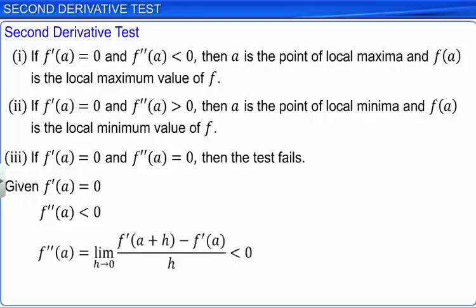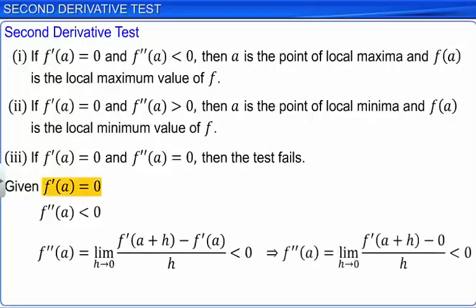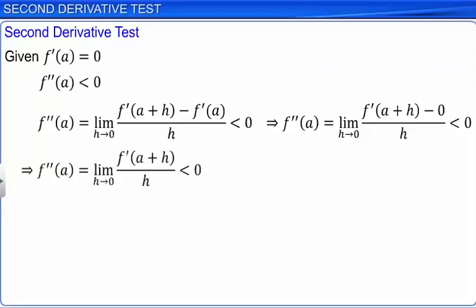We have that the first derivative of f at point A is equal to 0. For a sufficiently small h, the first derivative of f at a plus h, upon h will be less than 0. Now two cases arise. The value of h may be either negative or positive.